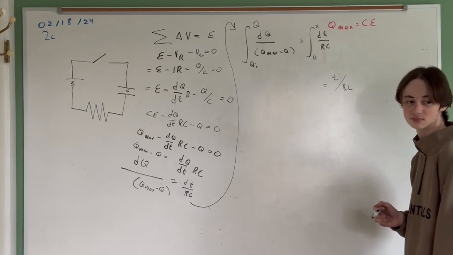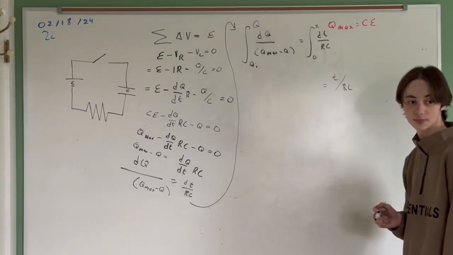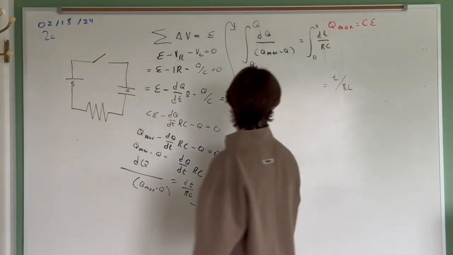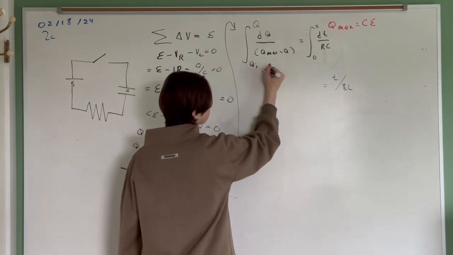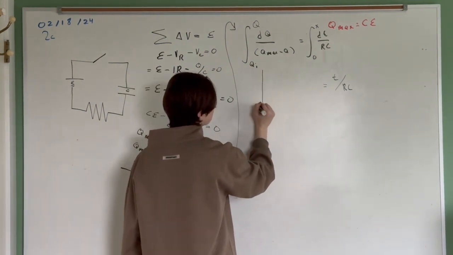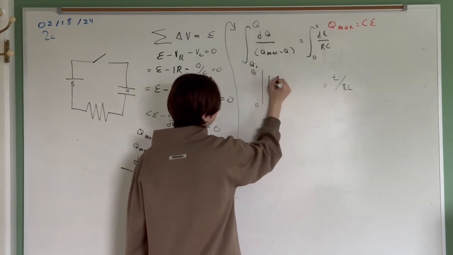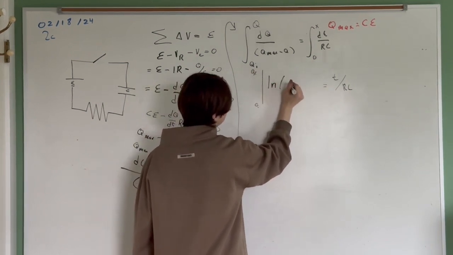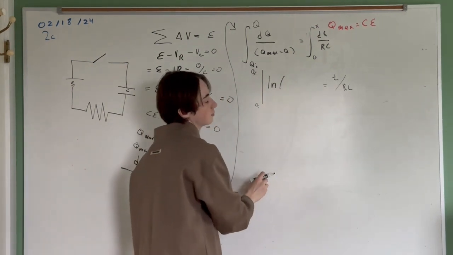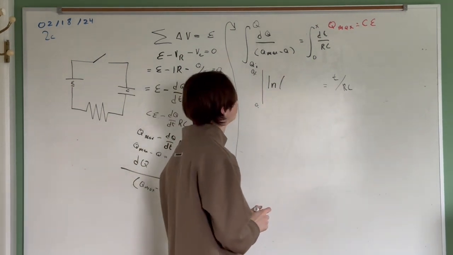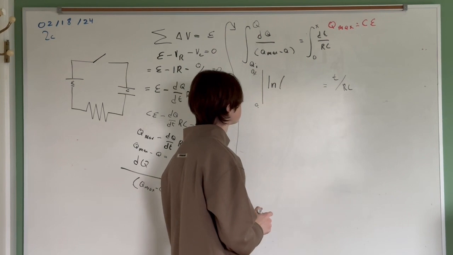Oh, then it's probably... isn't it ln Q? Yeah, keep going. Negative ln, and then let's just do this thing: QI, QF. Oh wait, the absolute value though. I don't think we need it. Well, it's negative ln of the absolute value of Qmax minus Q, right?